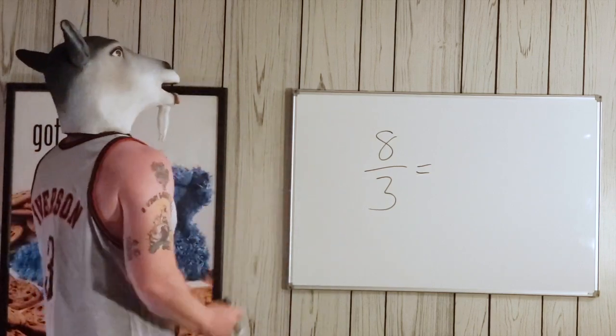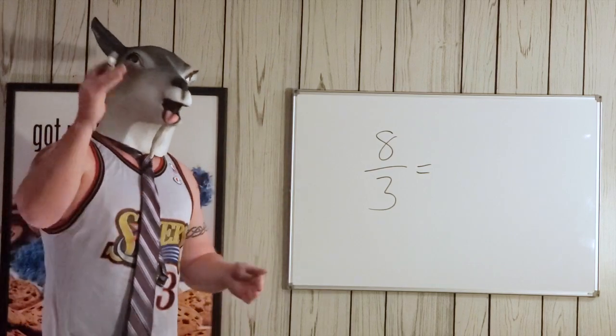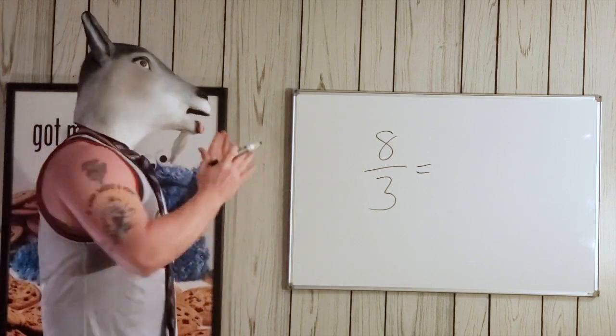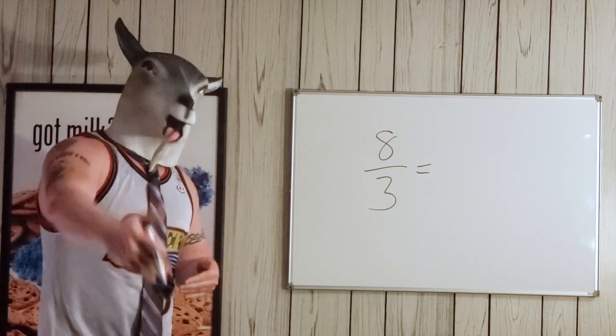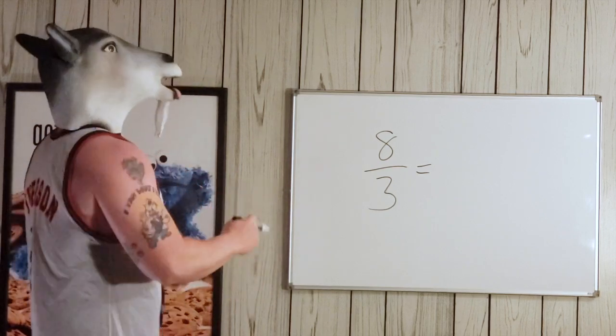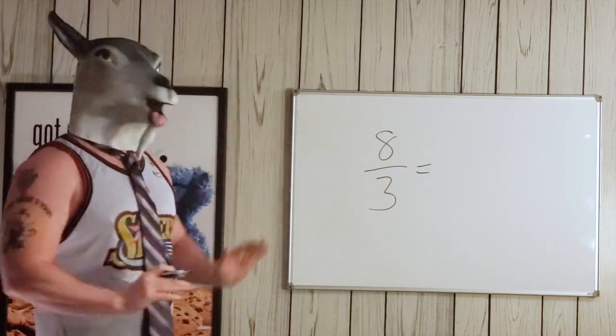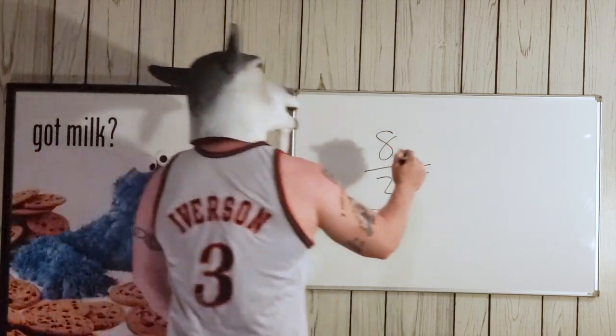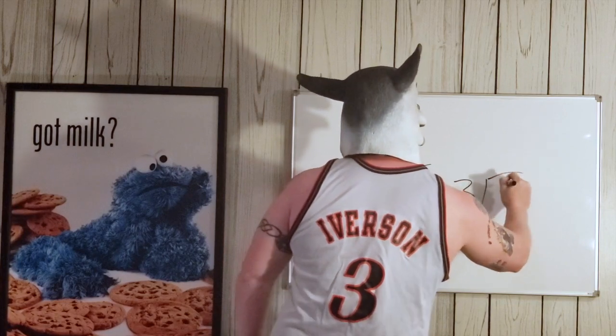All right, so let's take a look at this. We got 8 over 3. It's what they call an improper fraction. So what we do with an improper fraction is we turn it into a mixed number. We're going to mixtape this thing. So here we go. We're going to divide. We're just going to shove that 8 off of there. And we're going to divide. So it's going to be 8 divided by 3.